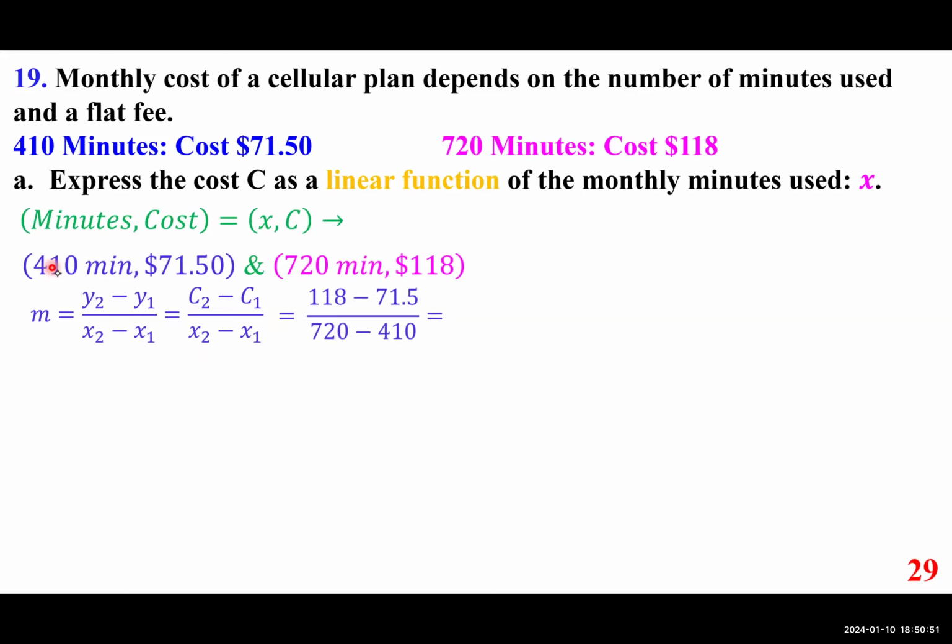And we do the math. 118 minus 71.5 is 46.5. 720 minus 410 is 310. It simplifies to 3 over 20 or 0.15. You can use either way. Both of them are exact. Normally, when you go from fraction to decimal, it may not be exact. In this case, it is.